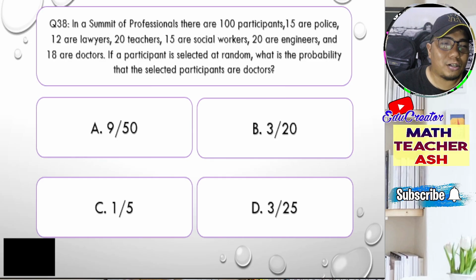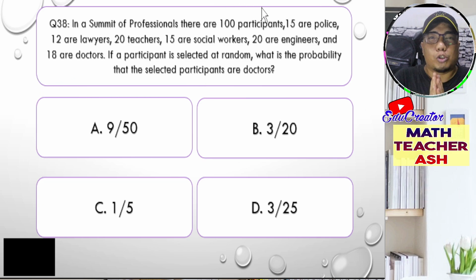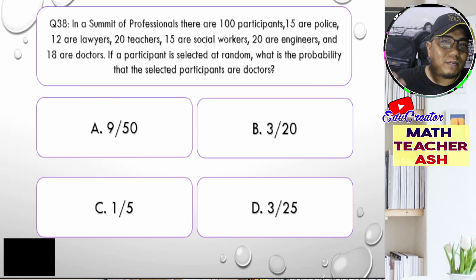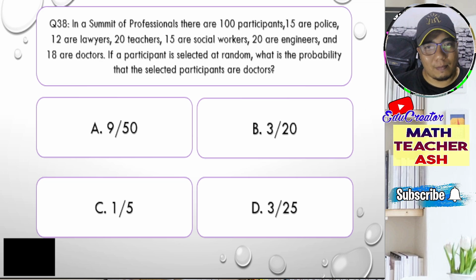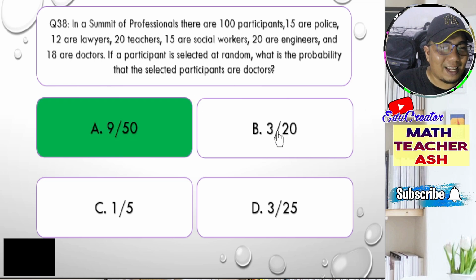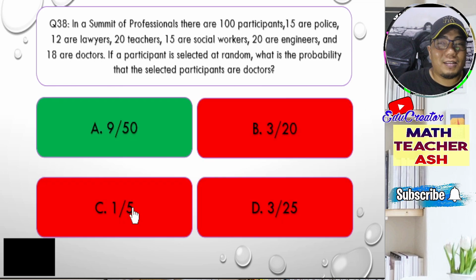Okay, my dear math learners, the question is focused on doctors. So how many doctors do we have here? There are 18 doctors out of the 100 participants. If you simplify that fraction, 18 over 100, it is divisible by 2. So therefore, 18 divided by 2, 100 divided by 2, the correct answer is 9 over 50, and that is letter A. Very easy, my dear math learners.